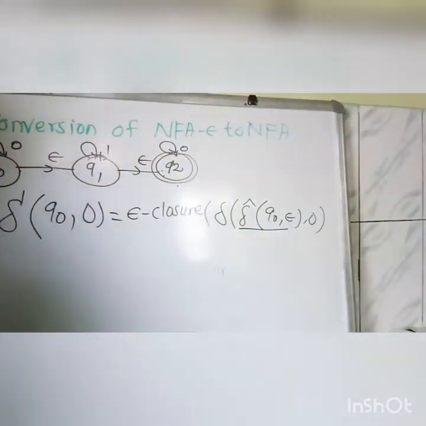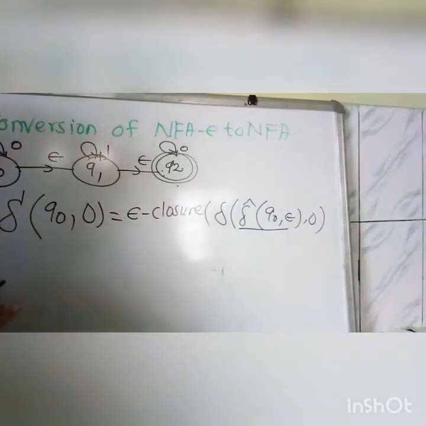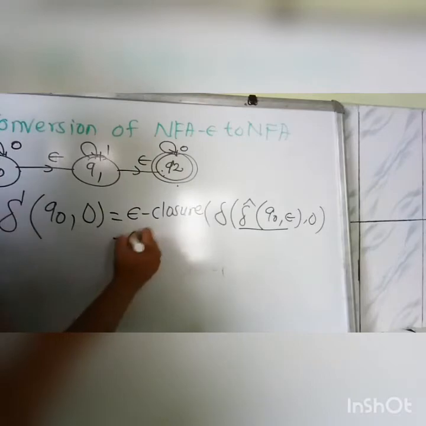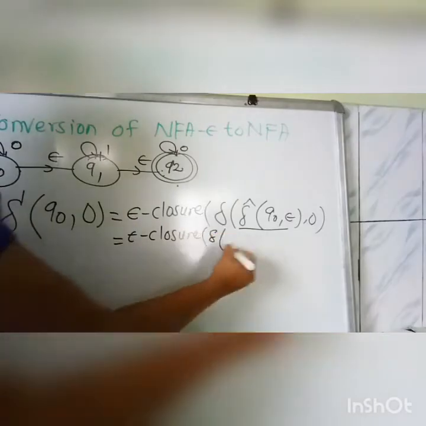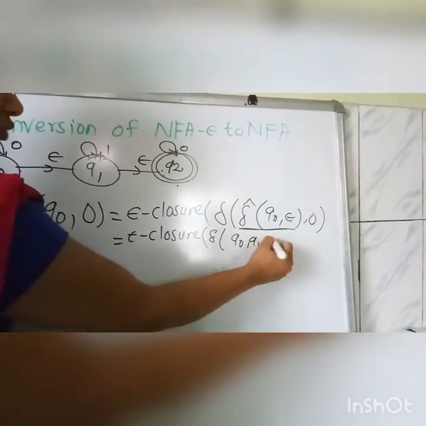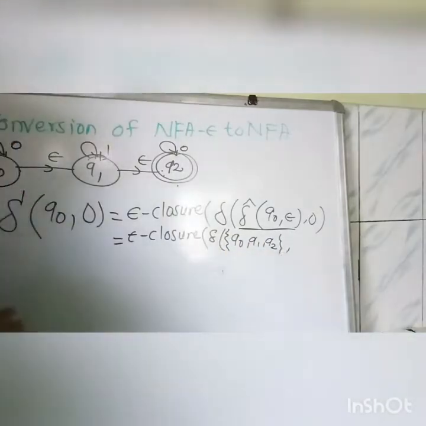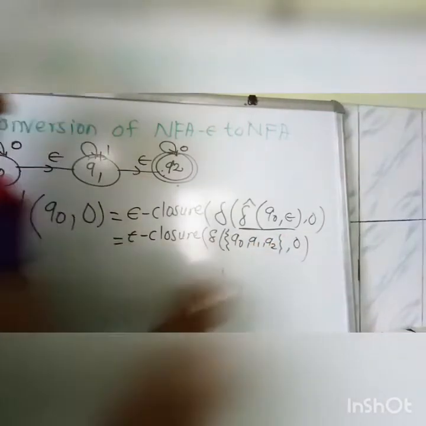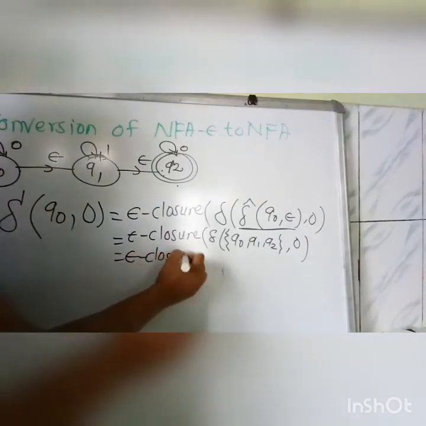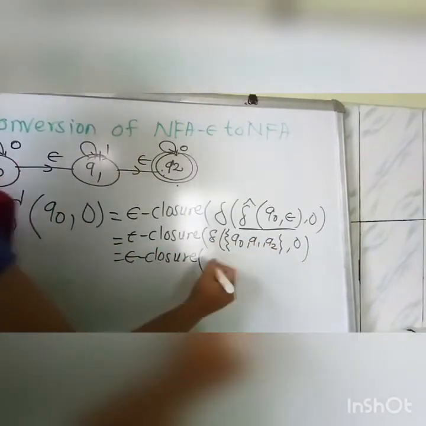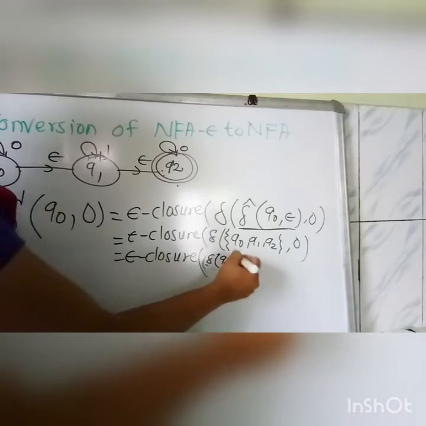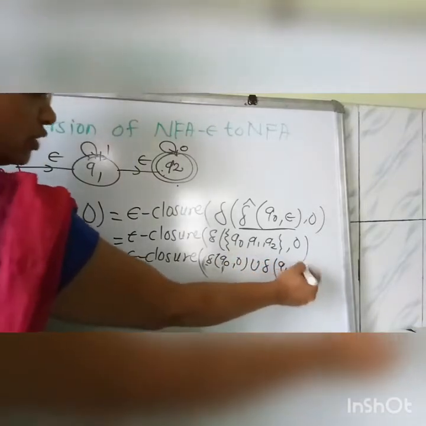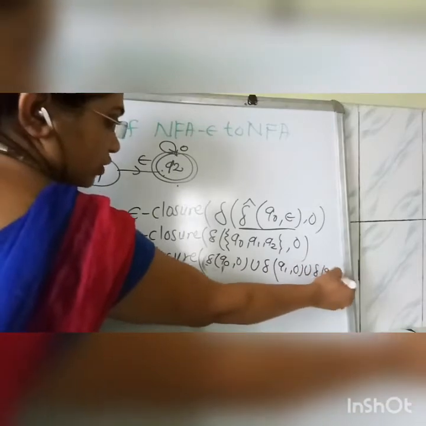What is the delta cap? We have to take the epsilon closure of that state. So what is the epsilon closure of Q0? That is Q0, Q1, Q2. Now the states become epsilon closure of delta of Q0, Q1, Q2, which we had seen a short time ago, on 0. We have to apply delta on all these states, means delta of Q0 on 0 union delta of Q1 on 0 union delta of Q2 on 0.